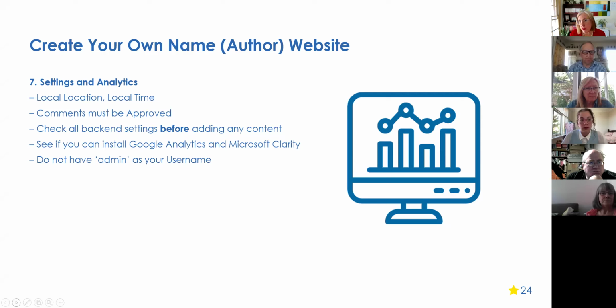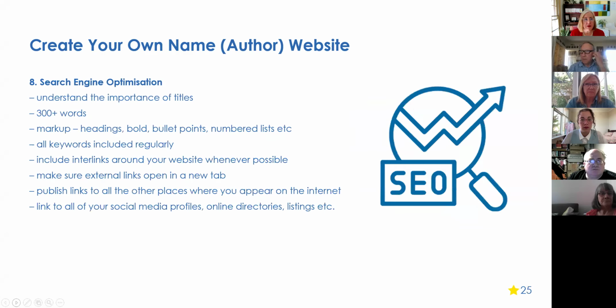So you want the WordPress back end of the website to know where you are, the local time, and make sure all your comments are approved, because basically spam robots just fill up all the comments. So you turn that off and make sure they're approved, and you install the different tools to measure your traffic, and you do not have admin as your username because the hackers will use that as a first attempt.